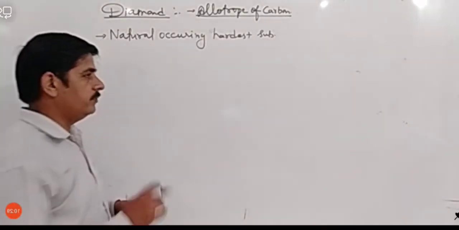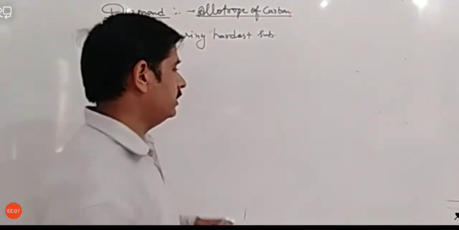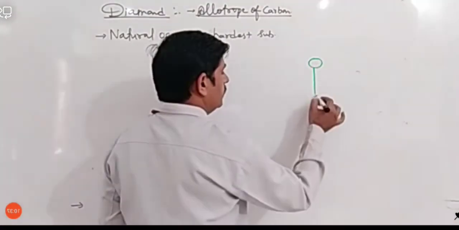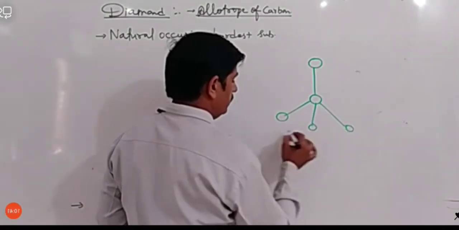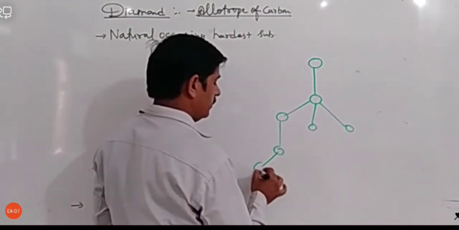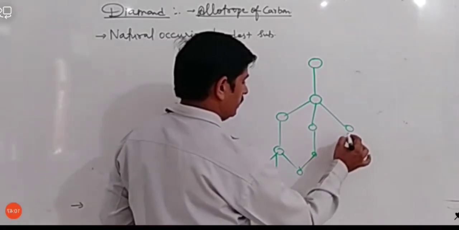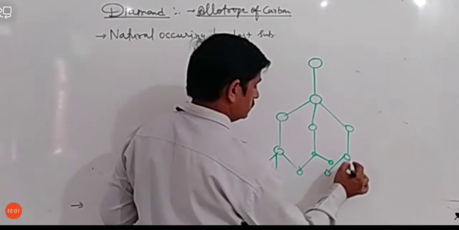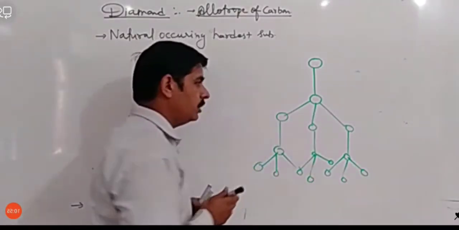Actually, we can understand it using its diagram. इसके diagram को देखते हैं. Why it is hard? We can see the atoms of carbon in graphite. So atoms of carbon in graphite are arranged in such a manner like this. This is the arrangement of graphite. So in this arrangement you can see.